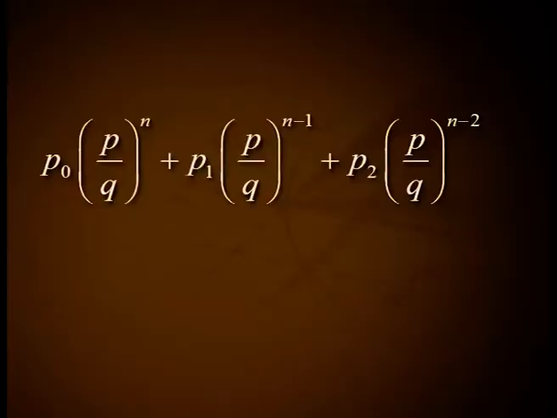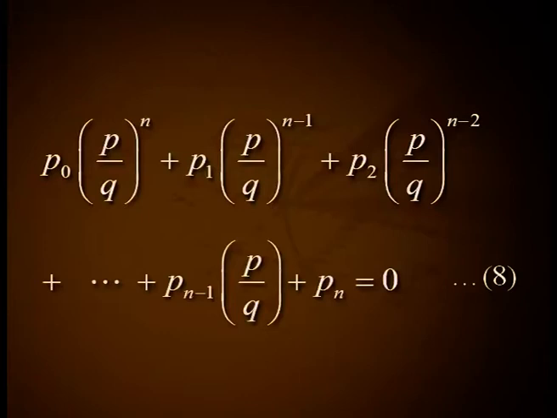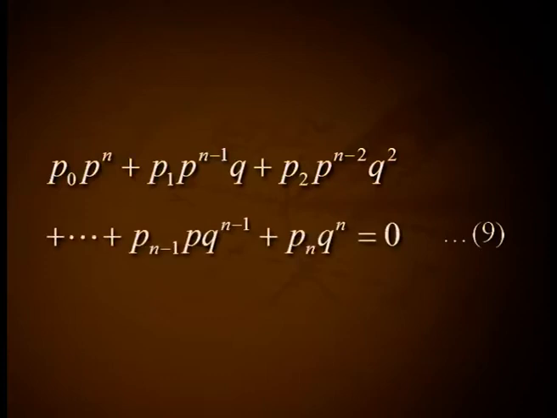Proof. Since p/q is a root of equation 7, we have p0(p/q)^n + p1(p/q)^(n−1) + p2(p/q)^(n−2) + ... + p(n−1)(p/q) + pn = 0, equation 8. Multiplying equation 8 throughout by q^n, we obtain p0p^n + p1p^(n−1)q + p2p^(n−2)q^2 + ... + p(n−1)pq^(n−1) + pnq^n = 0, equation 9.